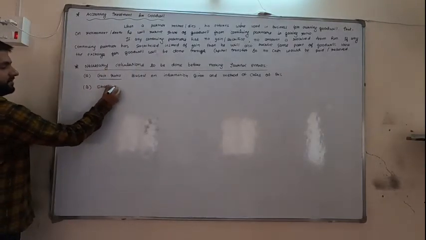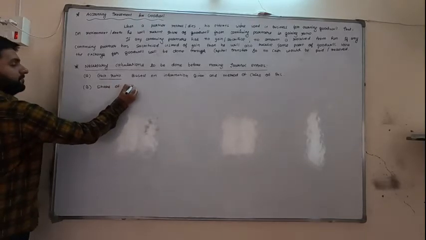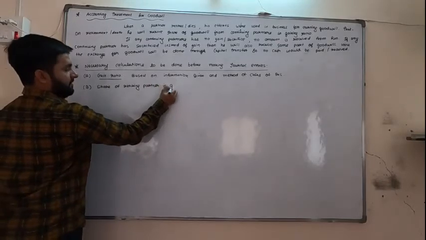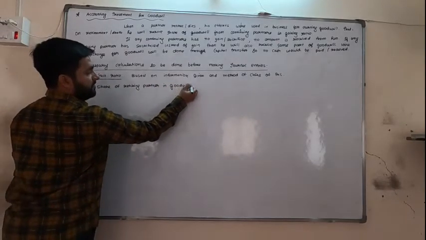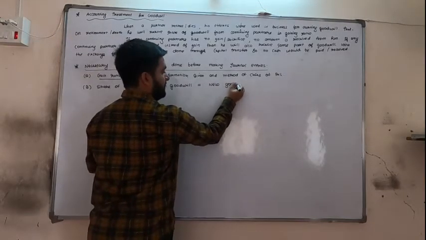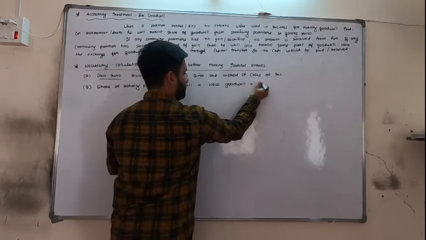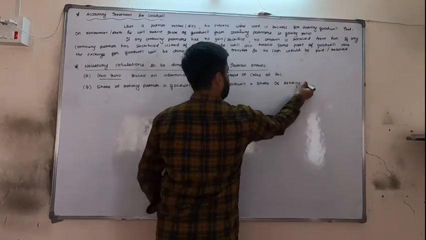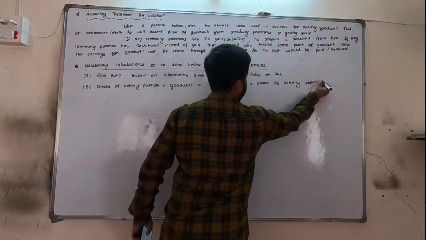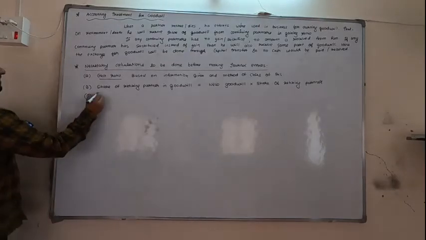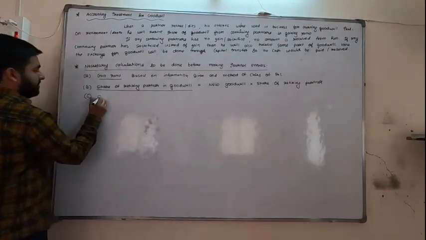Then B, share of retiring partner in goodwill. There we were calculating new partner in goodwill. Here we will calculate retiring partner in goodwill. The formula is the same. New goodwill into share of retiring partner. Then the third calculation is not made always, but only sometimes.